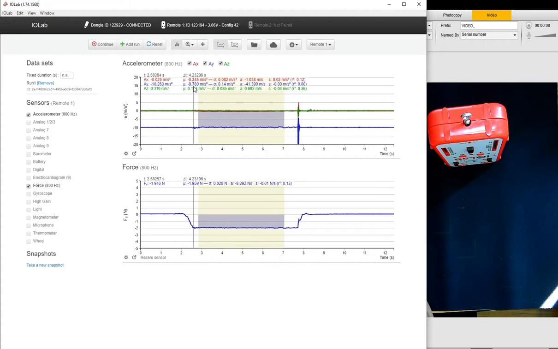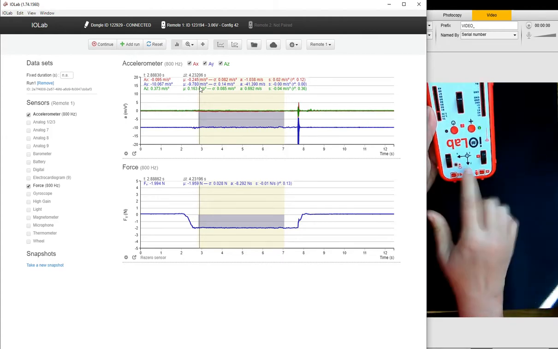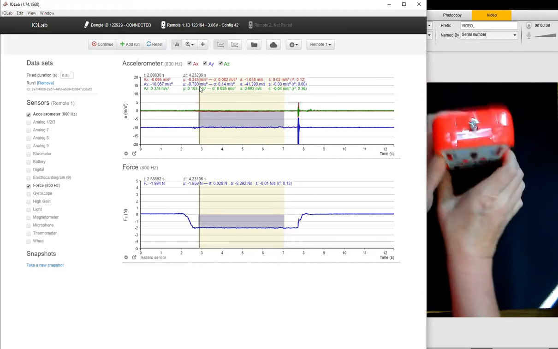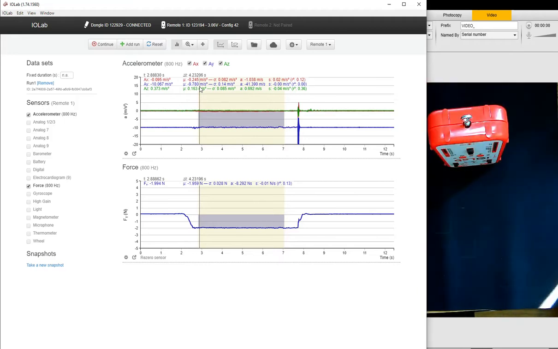So this is giving me my mean or average value for gravity, and we see that it's minus 9.780 meters per second squared. That's because if I look at my device, I've got my Y pointed down, so my acceleration due to gravity is actually going down.